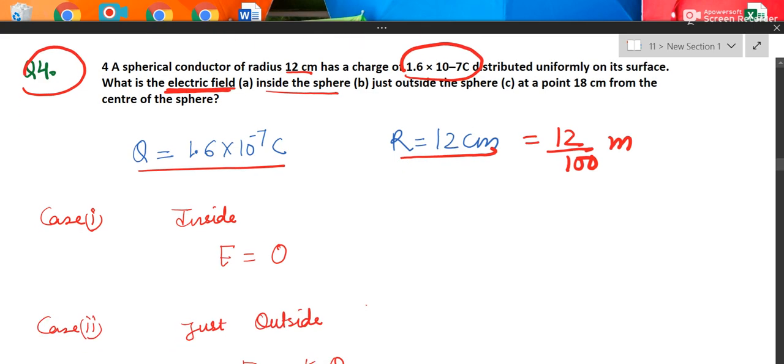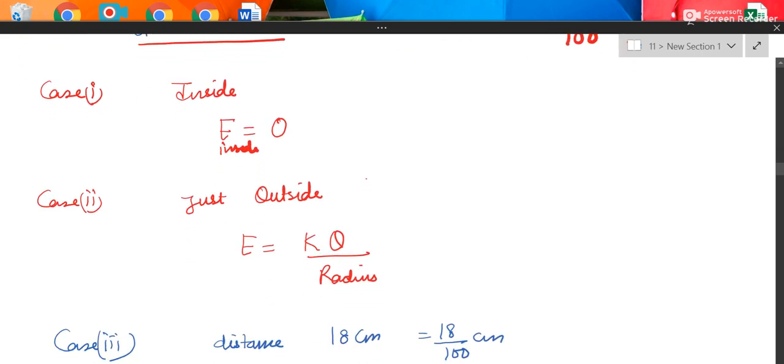So the electric field inside is 0. E inside is 0. Chapter 1. Just outside, meaning on the sphere, it is kq by radius square, because it's a question of electric field. So kq by radius square. You can substitute k, substitute the charge which is given, and the radius square. Radius will be substituted in meters.